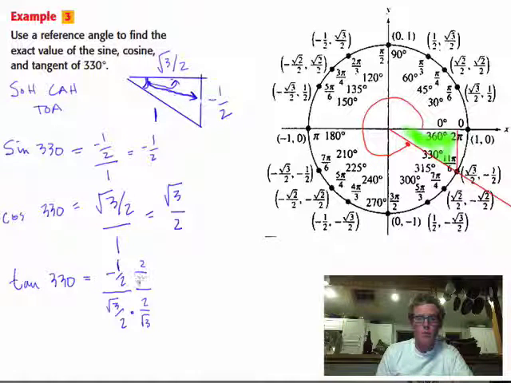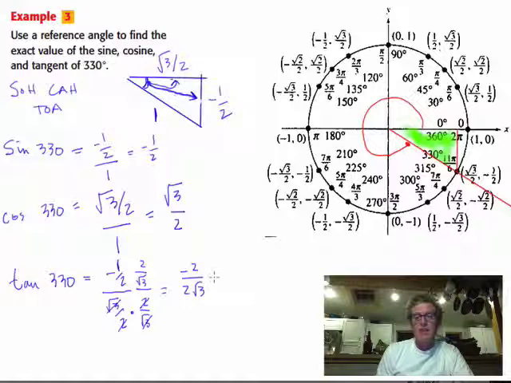So negative 1/2 times 2 over root 3, right? And then we can start crossing stuff out. We can cross these 2's out, and we can cross the root 3's out, and we're left with negative 2 over 2 root 3. Well, that's almost there.